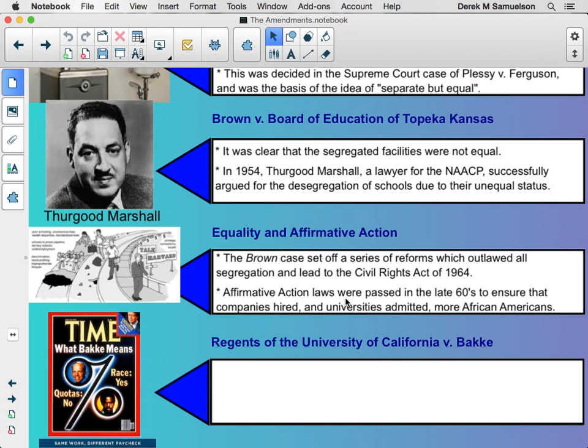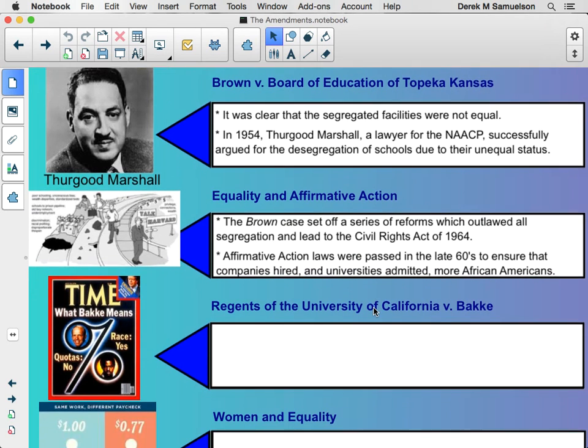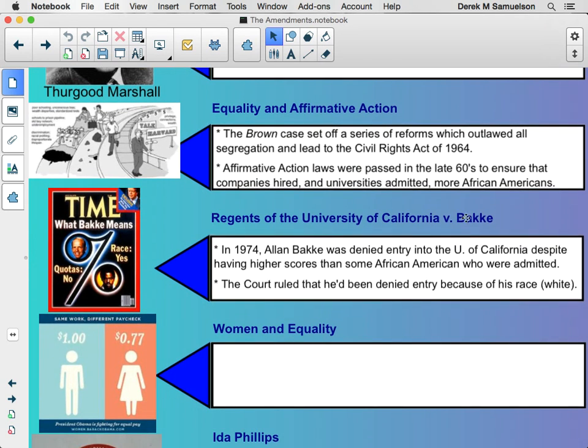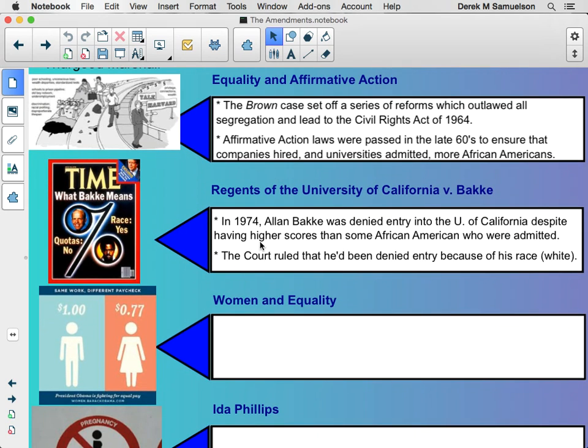Affirmative action laws were passed in the late 60s to ensure that companies hired and universities admitted more African Americans. Now, the intent of this was to kind of undo past damage that had been done to African American communities. By not providing them an equal education, you hadn't provided African Americans with equal opportunities. So we're going to counteract that with affirmative action, where companies and universities had to bring in more African Americans. This, however, runs into its own legal challenge. In 1974, Alan Bakke, I think I'm mispronouncing that name, Alan Bakke, I'm not sure.